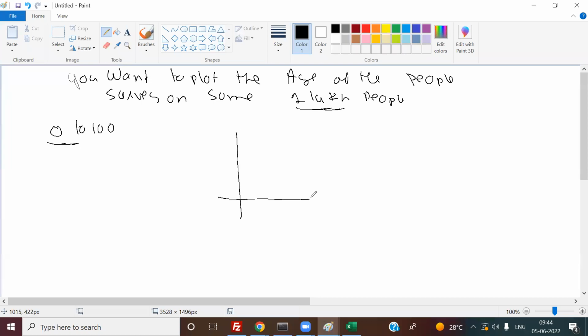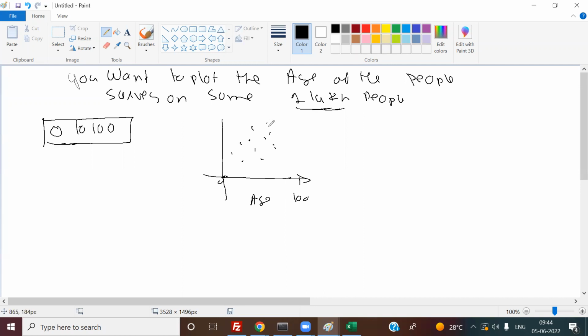So this is your x-axis, y-axis. How would you plot the age of 1 lakh people? How would you like to plot? Yes. So what he's saying is right. So that would be the best way. If you plot the age, and this age is going from 0 until 100, and you plot 1 lakh points, then this plot would be very messy. It won't be pleasant to look at. You cannot make any interpretation from 1 lakh points, right?